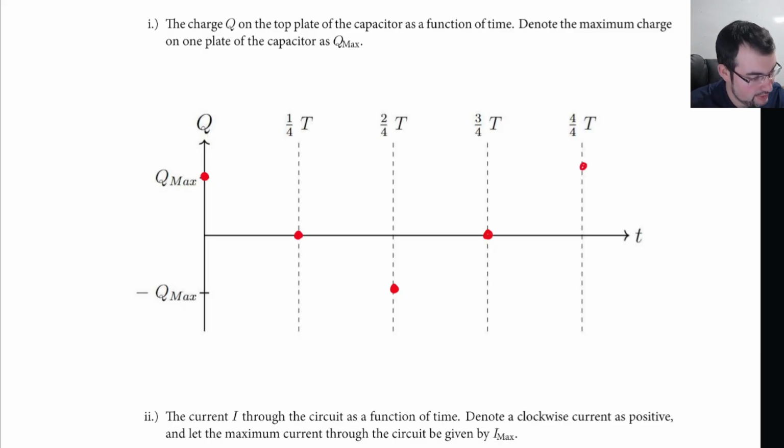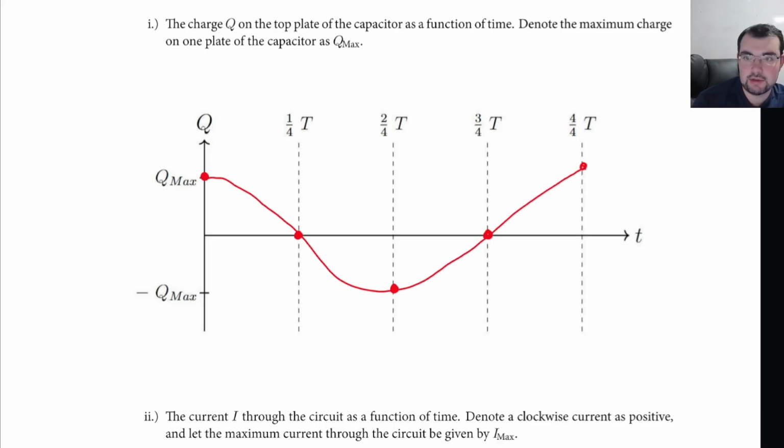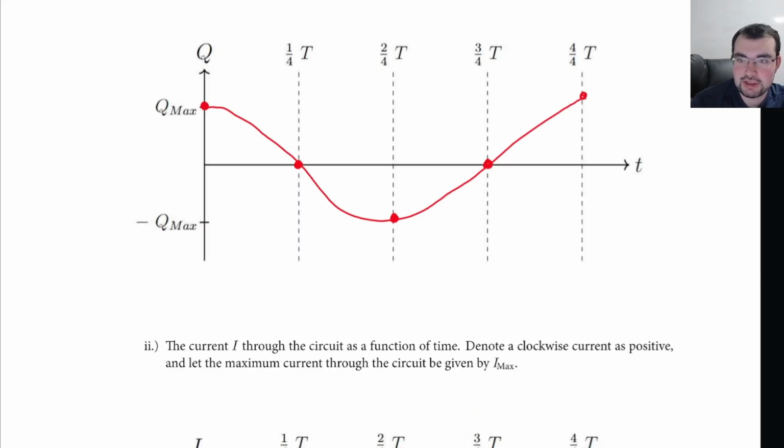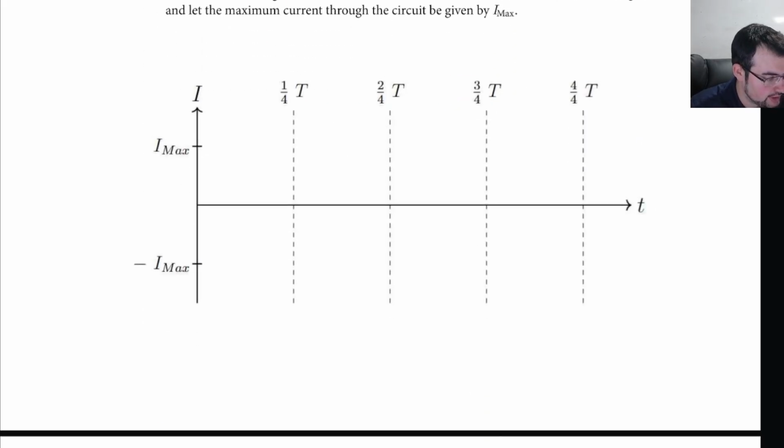It's going to wave, so it's going to go like this. So we can definitely guess what trig function this is, right? We see it's oscillating. What about the current? We're saying clockwise is positive. Well, for the current, initially, as soon as we flip the switch, nothing.